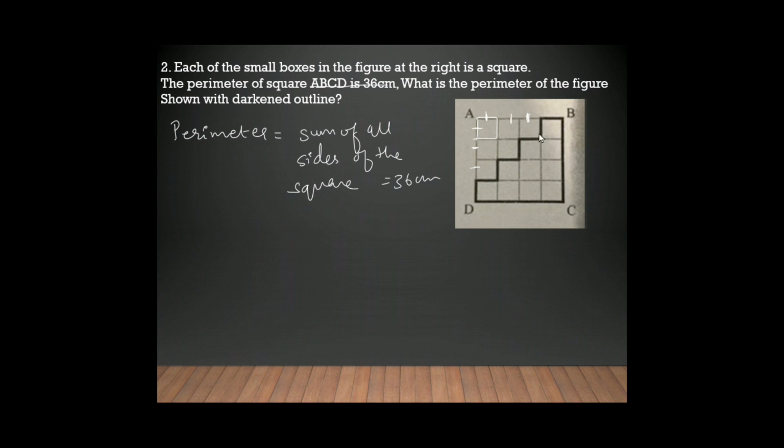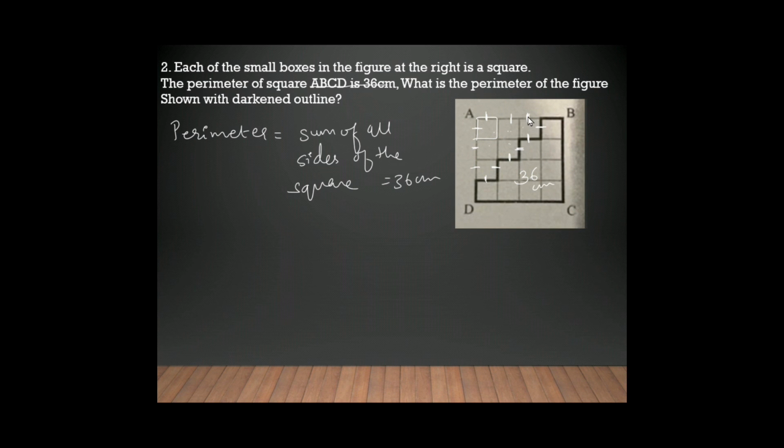Now if you see the squares that are darkened in the darkened outline, and if you count them, we have 1, 2, 3, 4, 5 and 6. That shows the same sides which we have actually missed from the actual square. Since it's the same number of sides and they all are squares, they will have the same sides everywhere. So the perimeter of this darkened outline is also 36.